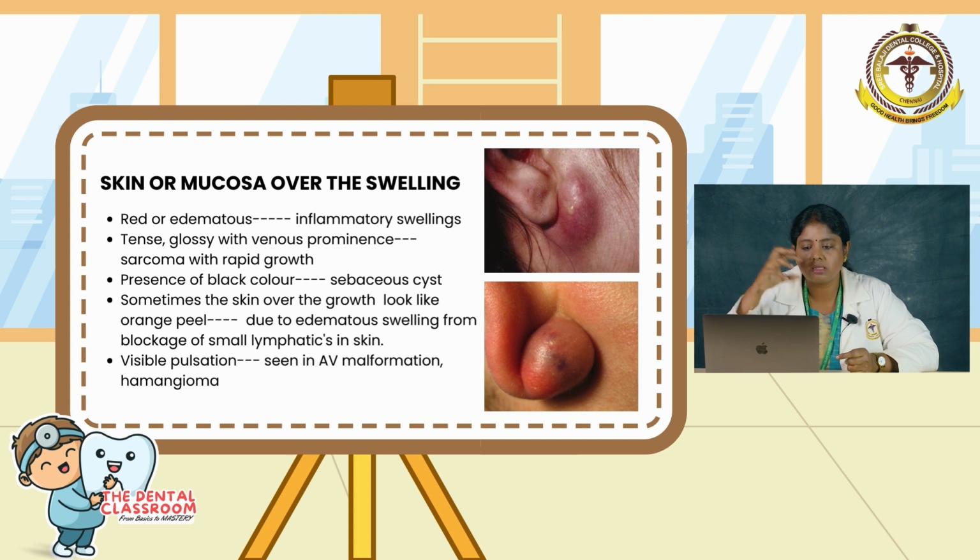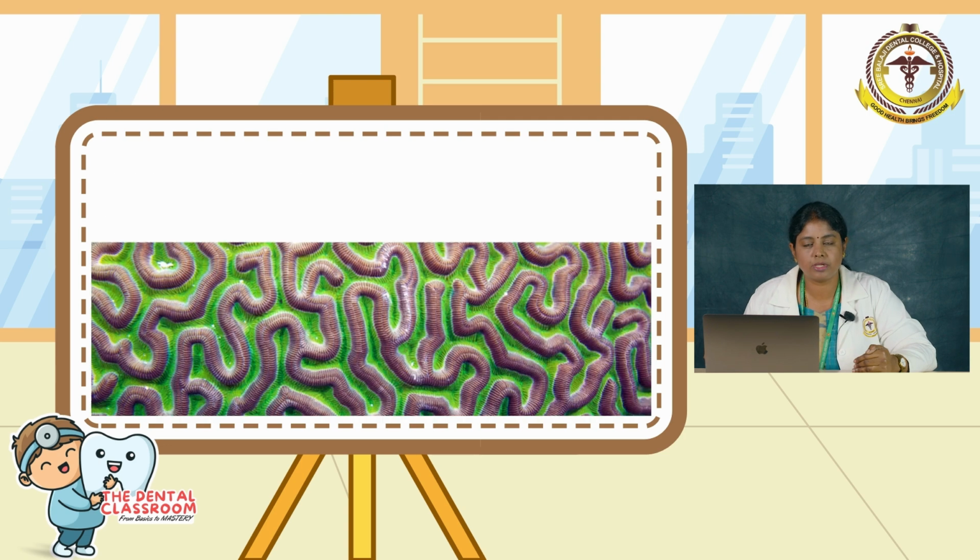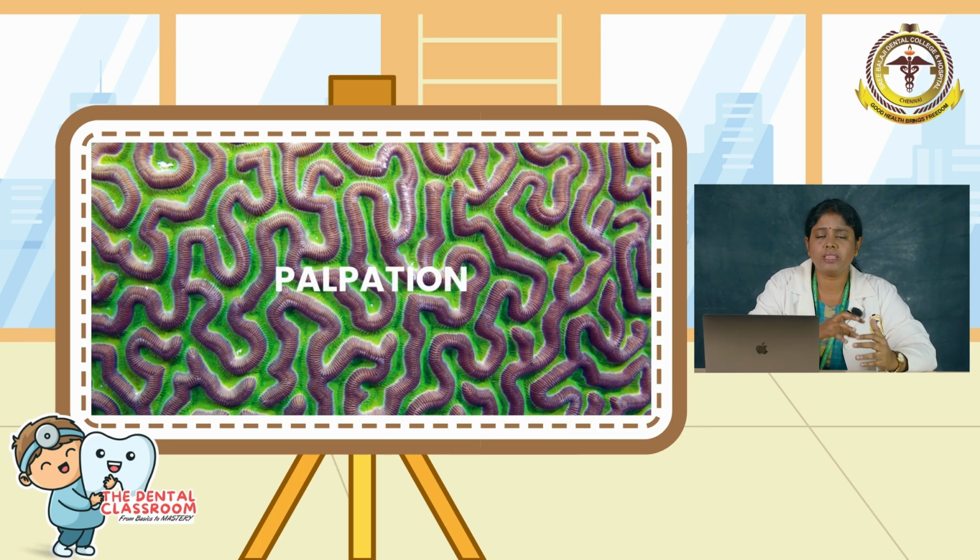Then the other type of skin condition you can see is a black punctum on the surface of the swelling or surface of the skin. The black punctum tells you that it can be a sebaceous cyst. So you have to look into the skin over the swelling. So these are the inspectory findings, what we saw. Then you have to go for the palpation. So with inspectory findings, you know where exactly the swelling is present, what is the color.